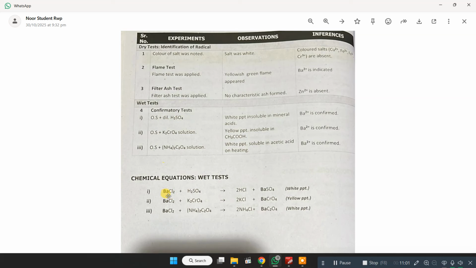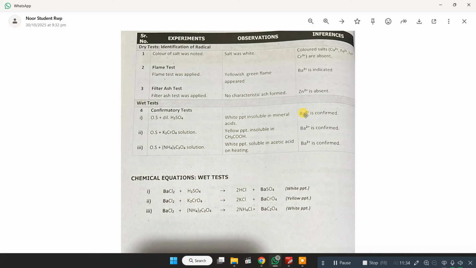In the previous case, we reacted the calcium chloride with sulfuric acid, but right here we are reacting barium chloride with sulfuric acid, giving us the white precipitate, which confirms that the barium plus 2 ions are present. One thing I have to make clear is that in the previous case, the original solution mixed with the dilute sulfuric acid also gave the calcium white precipitate and the calcium ion was confirmed.